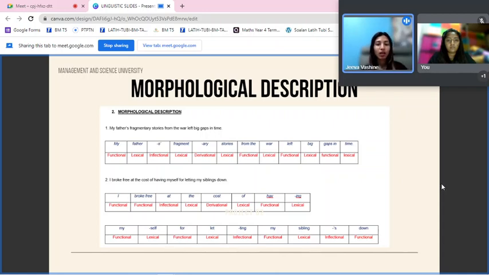So as we have categorized it, this is the morphological description from the article.